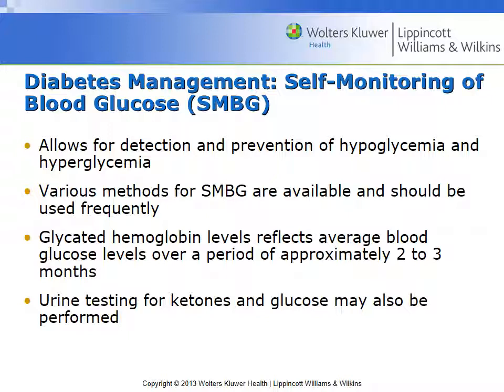Glycated hemoglobin levels reflect average blood glucose levels over a period of approximately 2 to 3 months. Your hemoglobin A1C normal is 4.5 to 7. Urine testing for ketones and glucose may also be performed for the patient.